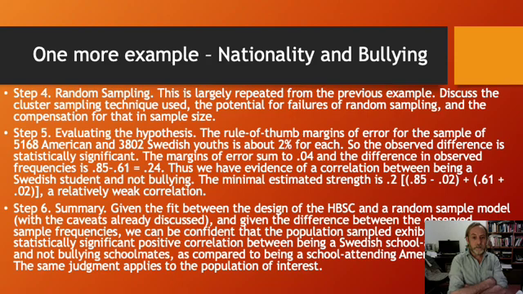So given that the HBSC does fit a random sample model pretty well, given the caveats we've already discussed, and given the difference between the observed sample frequencies, sorry, the difference between 0.85 and 0.61, and given the relatively small margins of error, we can be confident that the population sampled exhibits a statistically significant positive correlation between being a Swedish school child and not bullying schoolmates as compared to being a school-attending American child and not bullying schoolmates. And we can say that there's good evidence that the same judgment applies to the population of interest. Right?